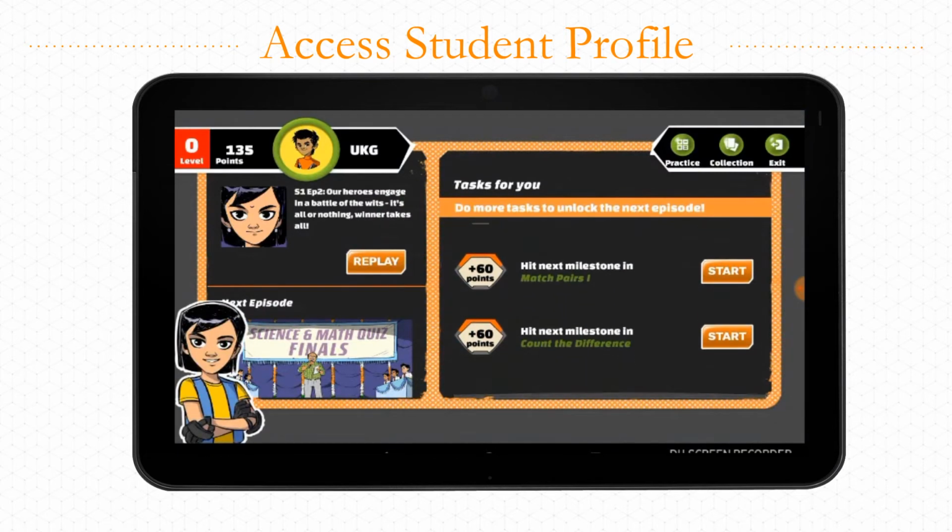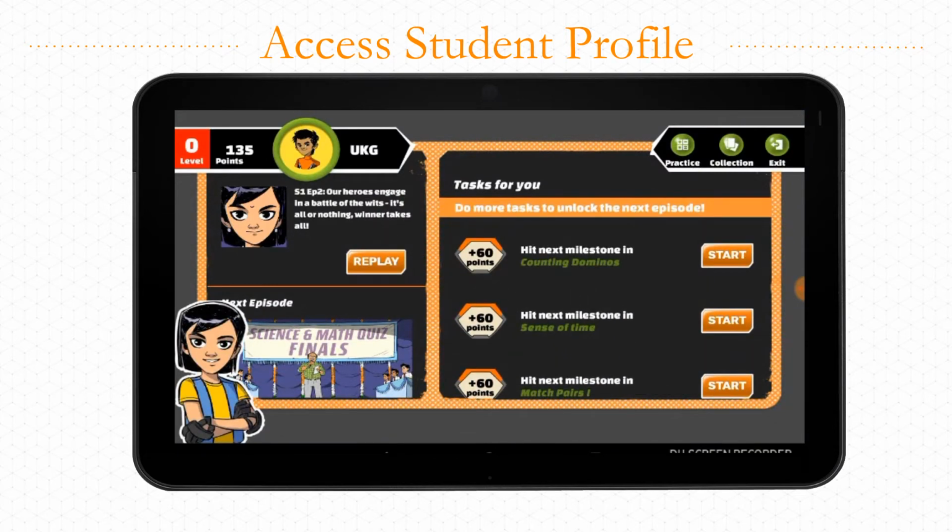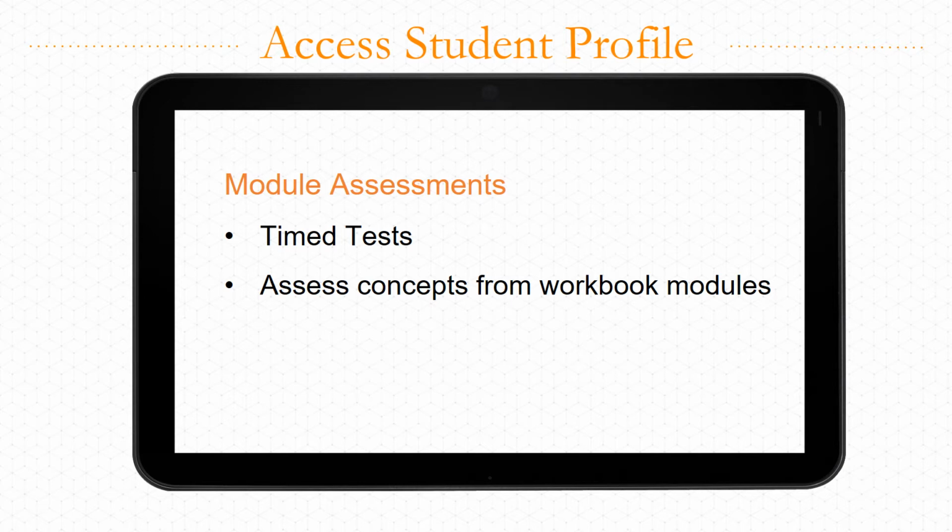Within the profile, you will see all the tasks that are assigned to the student. All the tasks have well-planned learning outcomes for the students and aim to develop mathematical thinking in children along with their speed and accuracy. You will see two types of tasks on Cuestudent: module assessments and aptitude exercises. Module assessments are timed tests to assess a student's understanding of the concepts covered in the modules of the workbook.